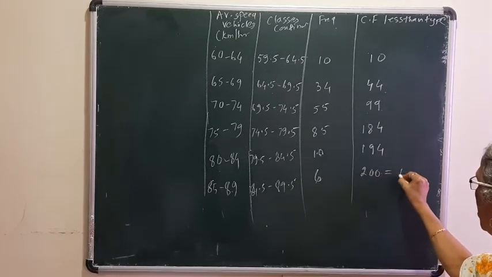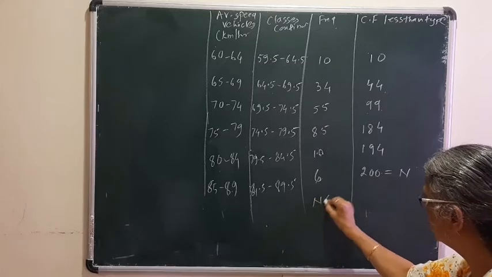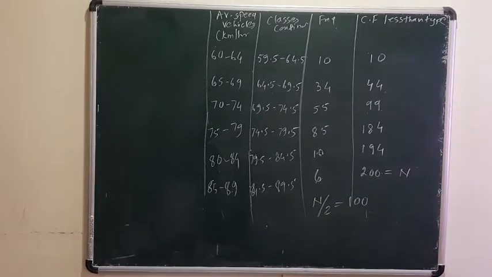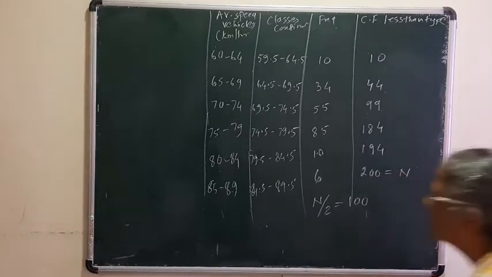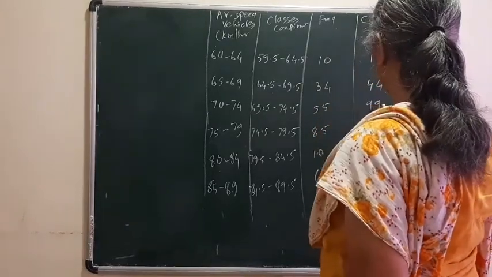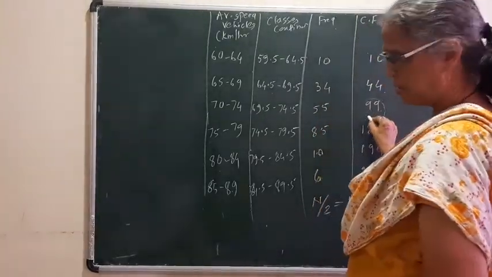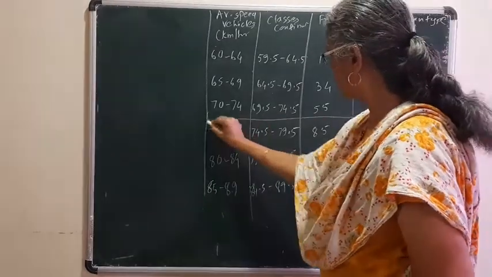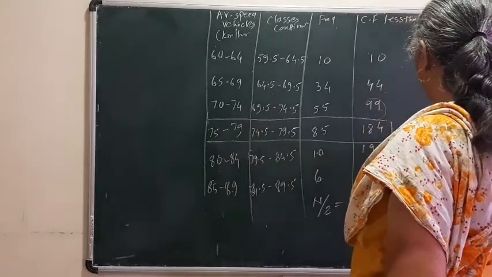So that will be n, and n by 2 will be 100. Now in which class will this 100 come? In the CF 184, because here it is only up to 99. So 100 will not come in the earlier class, but it will come in this class. So this will be your median class.